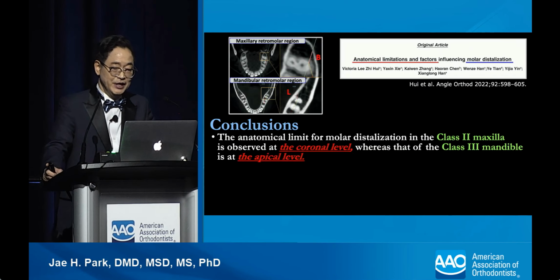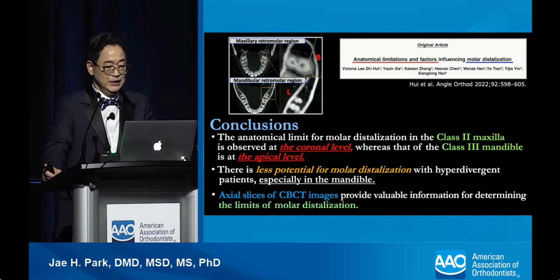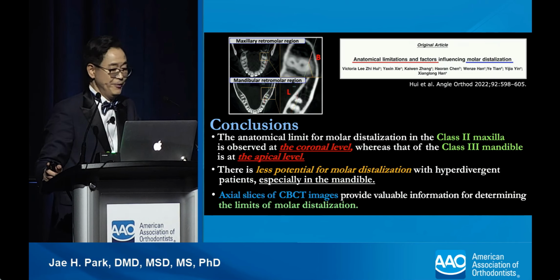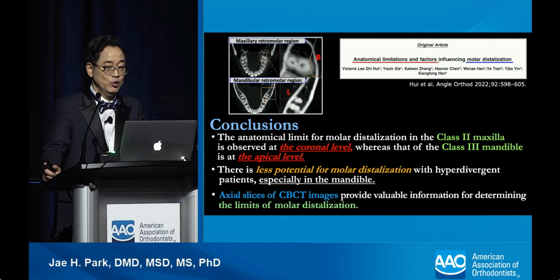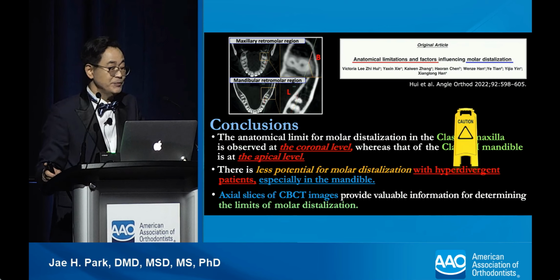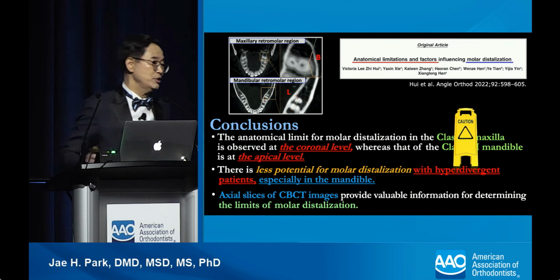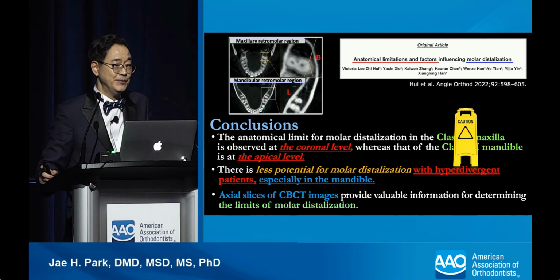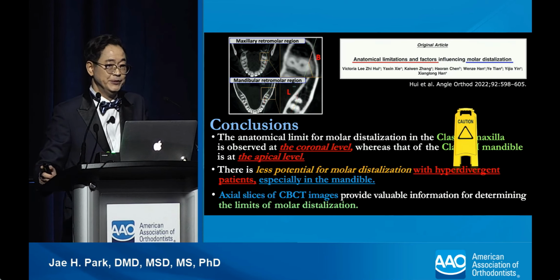This is an interesting article I want to share with you. The anatomical limit of the molar distalization in class 2 maxilla was observed at the coronal level, whereas in the mandible, it was observed at the apical level. There is less potential for molar distalization with hyperdivergent patients, especially in the mandible. So when you're considering distalization of the mandible, and if the patient is hyperdivergent, please remember this.